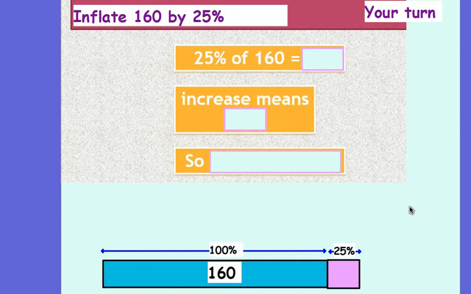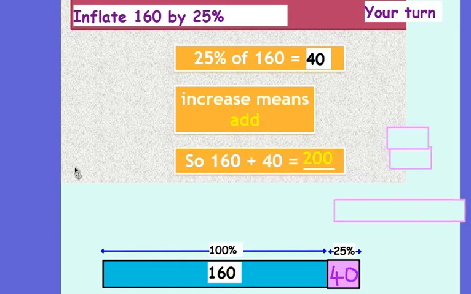Right, let's go through it. This time I've got 100% is 160. I want to add on my 25%. To find 25%, I divide 160 by 4, which gives me 40. So the bit I'm adding on is worth 40. Increase or inflate means we're adding it on. So altogether we should have got 160 plus 40, which is 200.